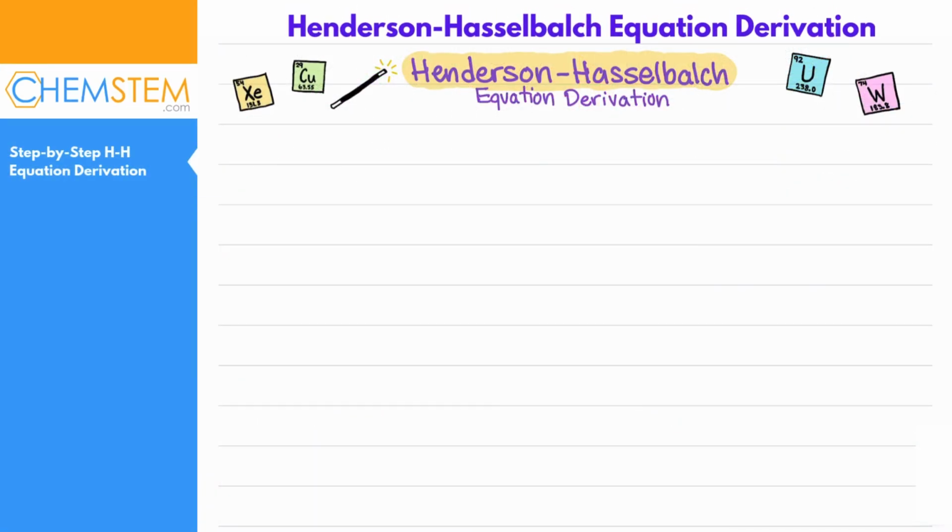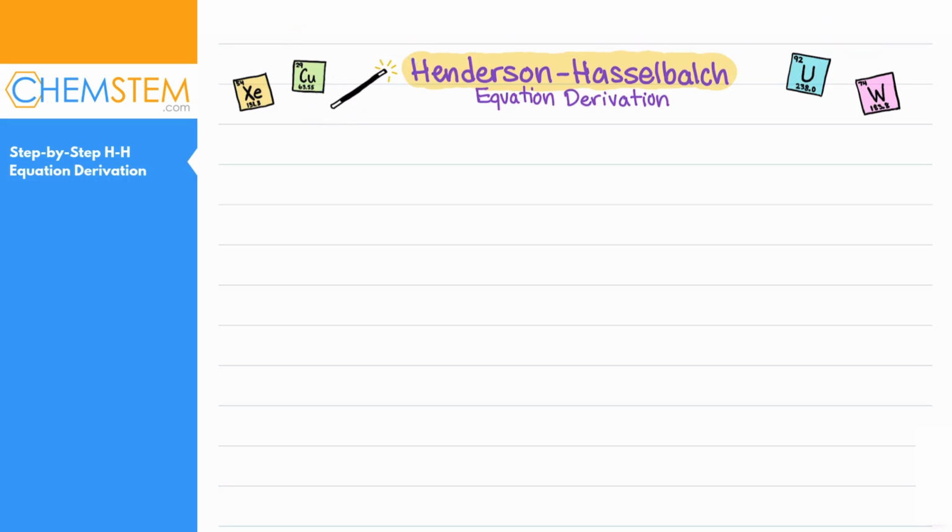We're going to turn a chemistry equation into a math equation, and it's going to be kind of spooky or kind of magical, depending on how you see it. So let's take our acid dissociation equation. We have our acid, it dissociates into the hydrogen ion and the conjugate base. And we know that we can put this inside of an acid dissociation equation.